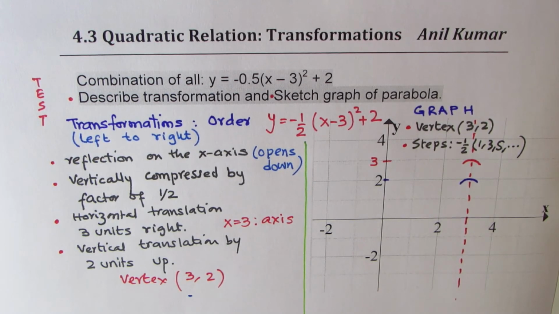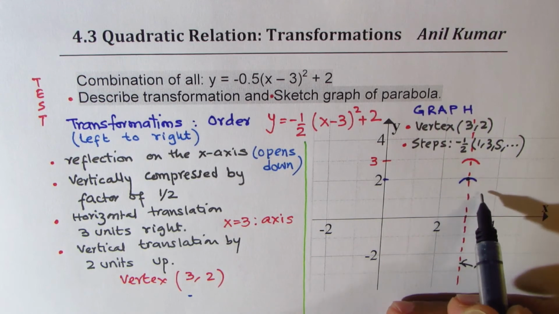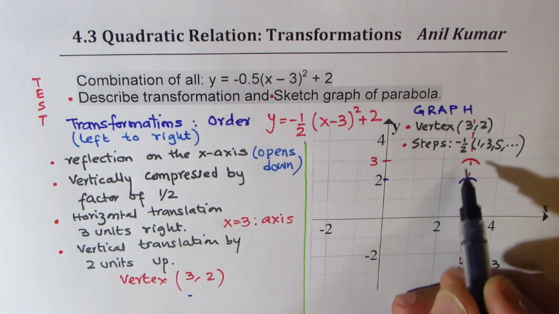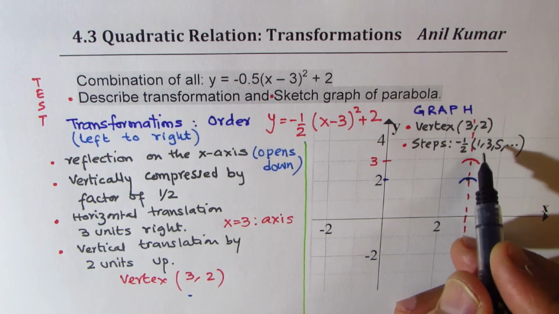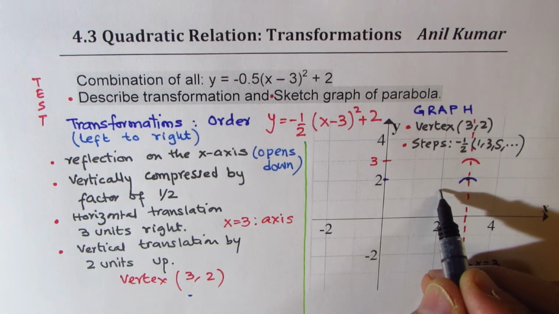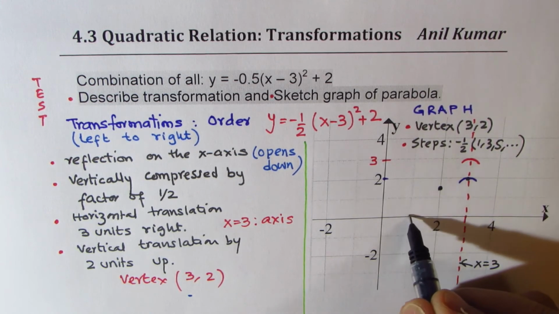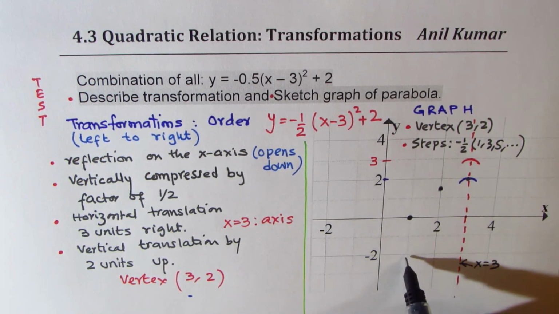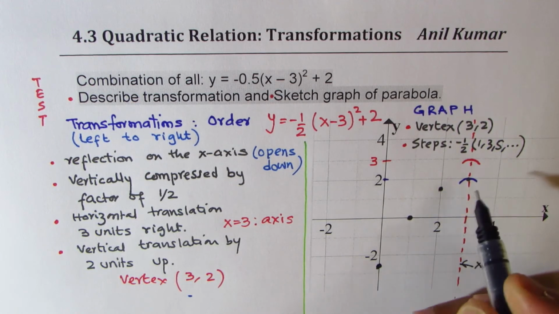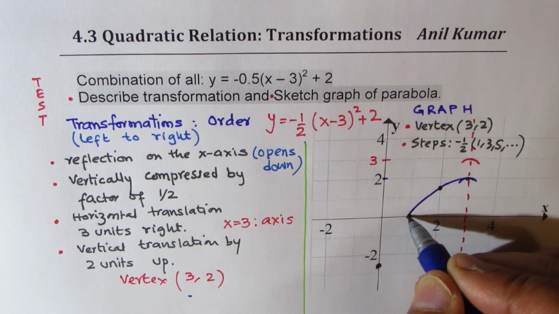So let's check the points now. The axis of symmetry is x equals 3. The vertex is right there, opening downwards. When you move 1 unit to the left, you have to move half down. Minus means down, down half, 1 half, right? So the point will be right there. Next step, you have to do 1.5 down. So the next point will be there. And then you have to go 2.5, half of 5. So 1, 2.5. You see that. So you get this part of the curve on the left side, which is kind of like this.